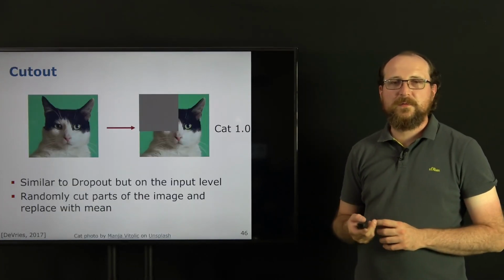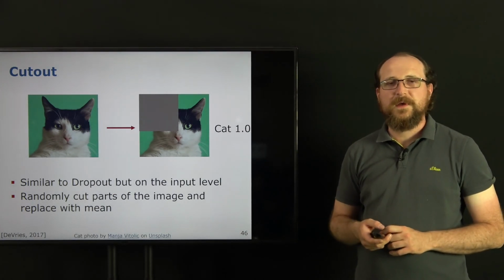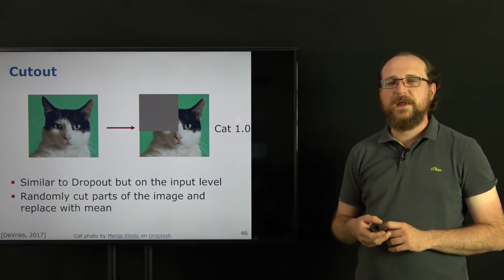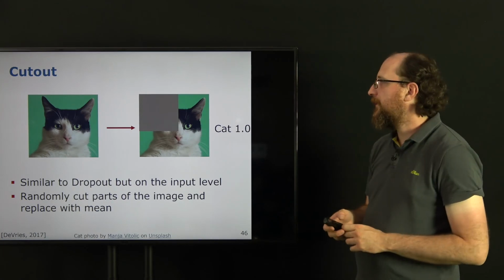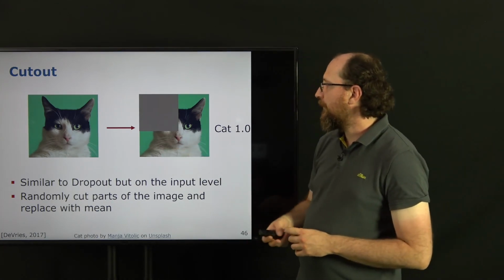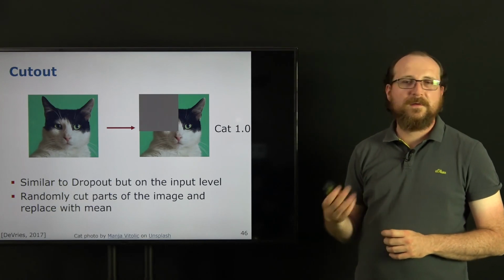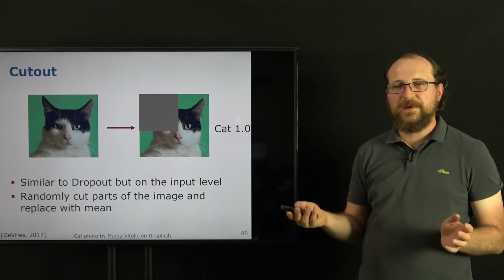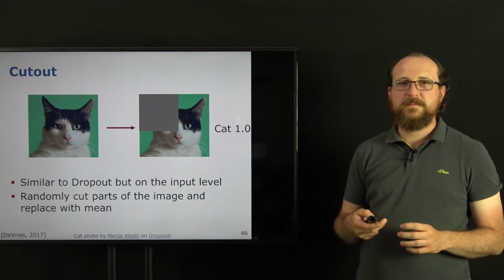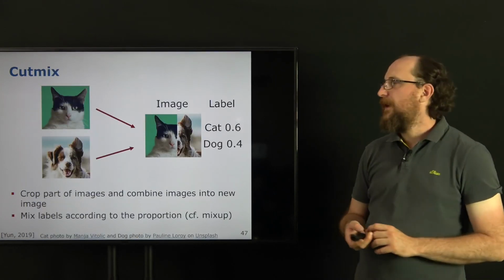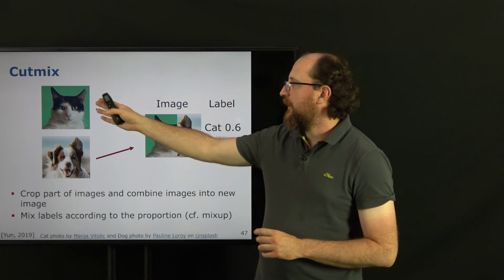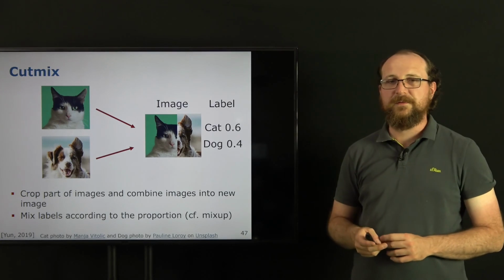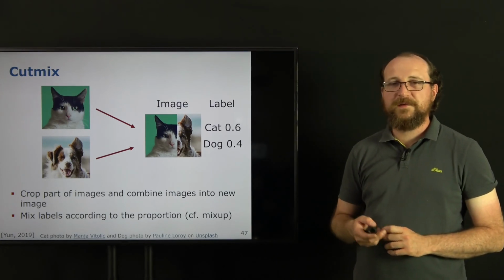Another idea is to just remove some part of the image. By using this cutout, we randomly cut parts of the input image and replace them maybe with the mean, and then we get this augmented image, which we can also use for training. To push this a little further, something in between cutout and mix-up is cutmix, where we use crops of the input images, put them together, and again provide this mixed label in between. This is similar to the mix-up.